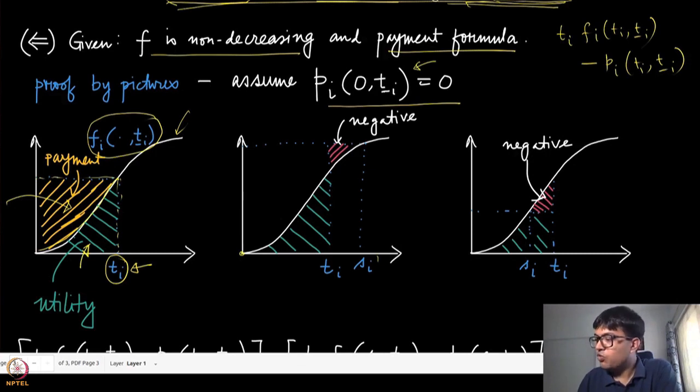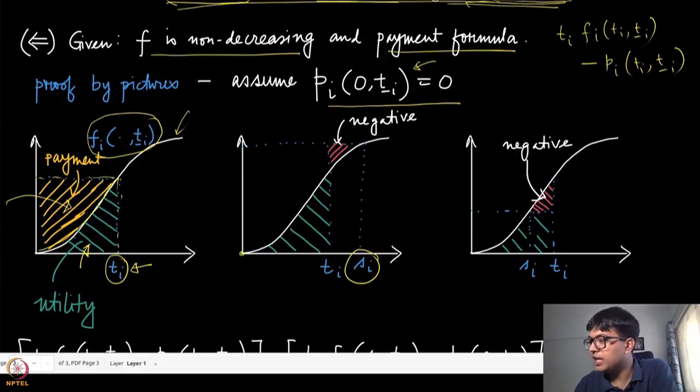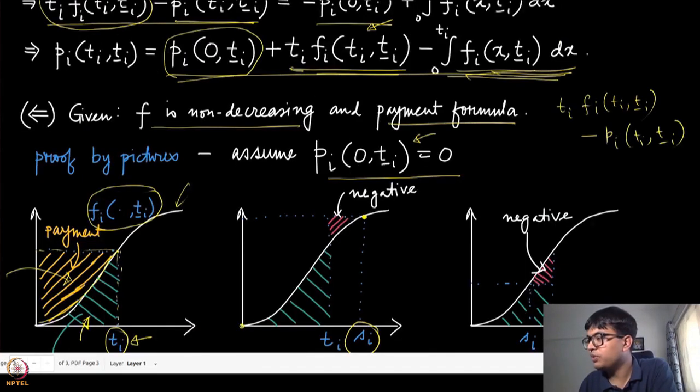So if it is overstating, so si, what changes is its allocation and its payment. Of course, now the mechanism will imagine as if this is the total allocation, and therefore what will change here is this term. Because payment can only be computed based on what is reported, both this ti and ti here will be replaced by si now.